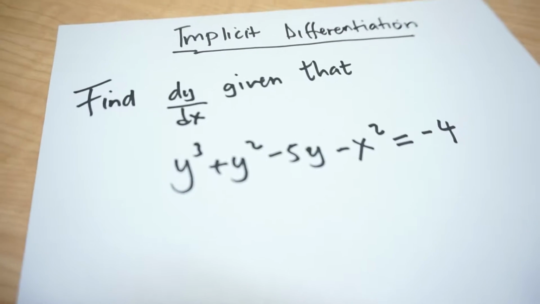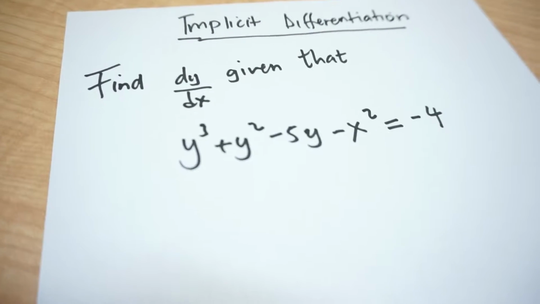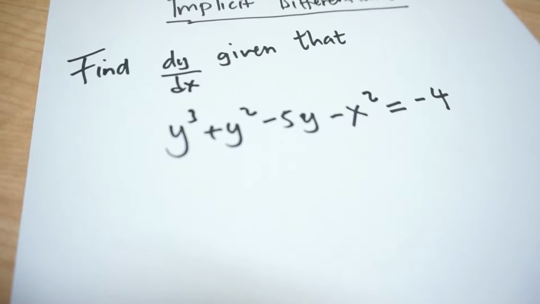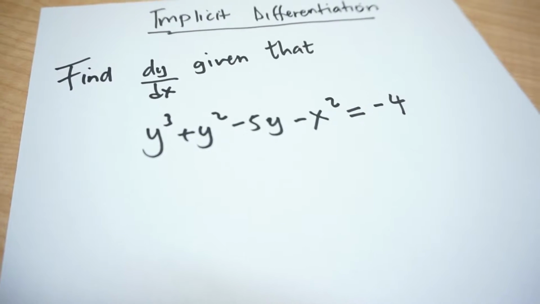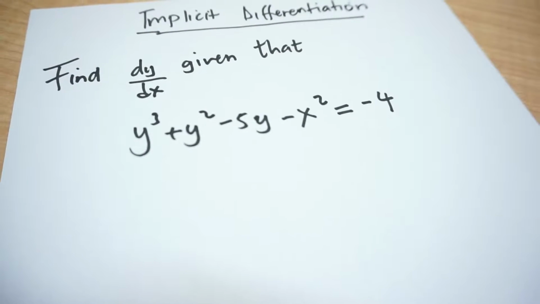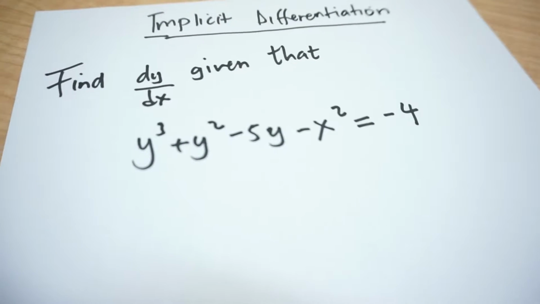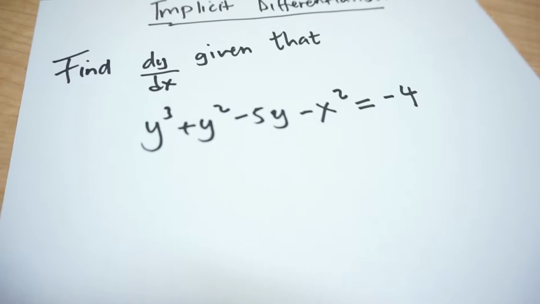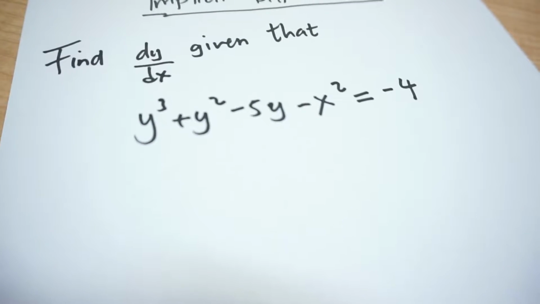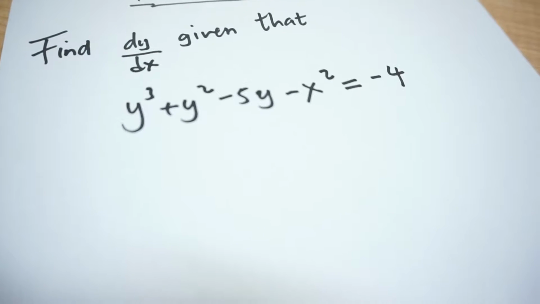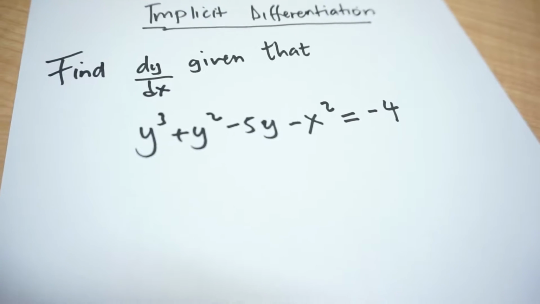Now let me give you a little guideline of how we're going to solve this problem. The first thing we're going to do is differentiate both sides of the equation with respect to x. Then after that, we'll collect like terms involving dy/dx on the left side of the equation and move all the other terms to the right side. Then we can factor dy/dx out on the left side of the equation, and then we can solve for dy/dx by dividing both sides of the equation. So let's not waste any time. Let's jump right into it.